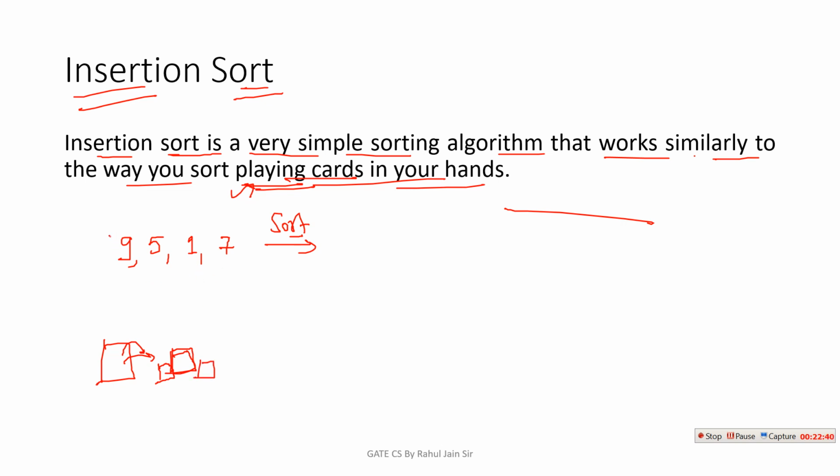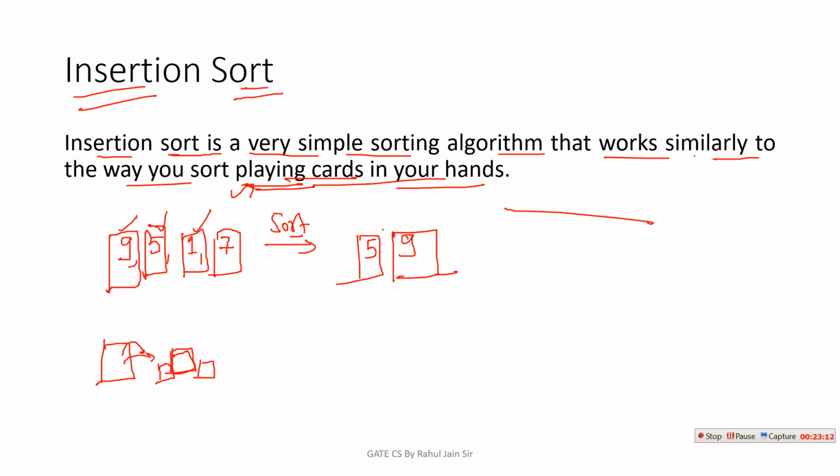Okay, let's understand it with these numbers. Suppose they are cards of 9, 5, 1, 7, and they are placed face down. First we will pick 9. So 9 is here. After that we will pick the second card. This card has number 5, so we compare 5 with 9. It is lesser, so we put it on the left side, so we put 5 here. Next is 1, we compare it with 9. It is lesser than 9, so we again compare it with the left element, that is 5. It is again less than that, so we put 1 here.